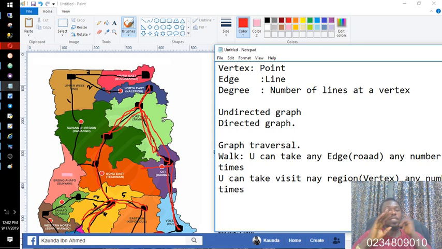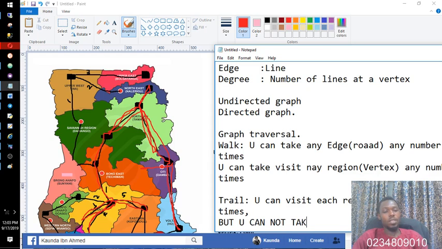There is another one called trail. It's the same way you are walking, but there is a condition. You can visit each region any number of times, but you cannot use the same route twice.